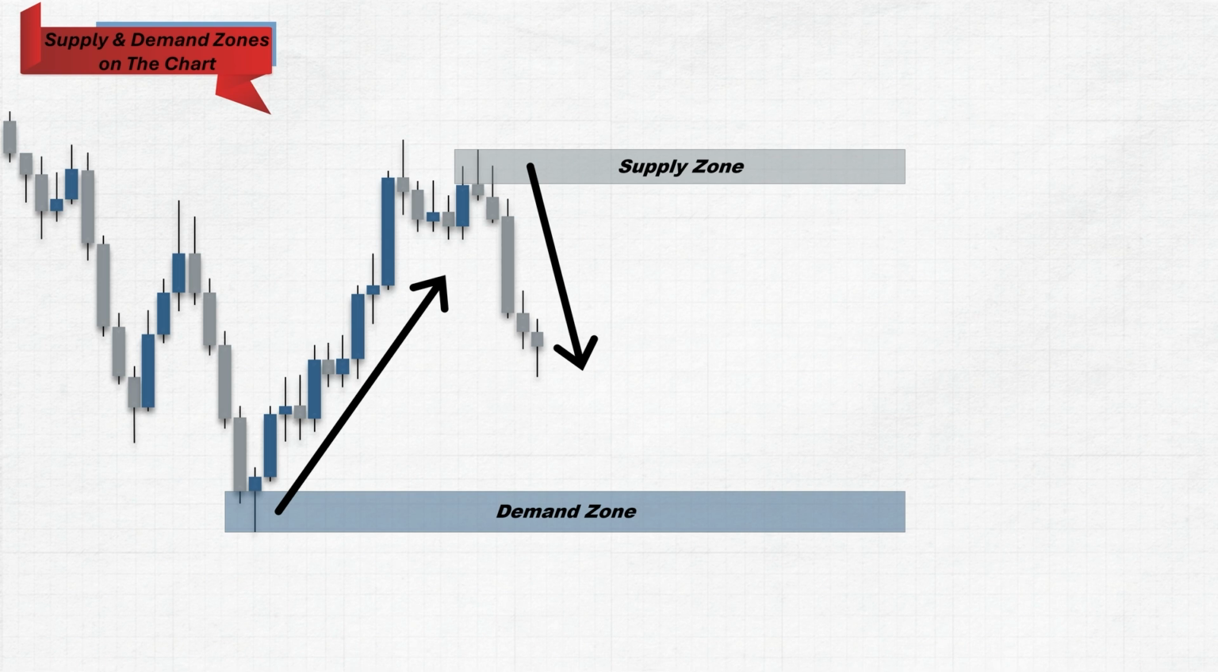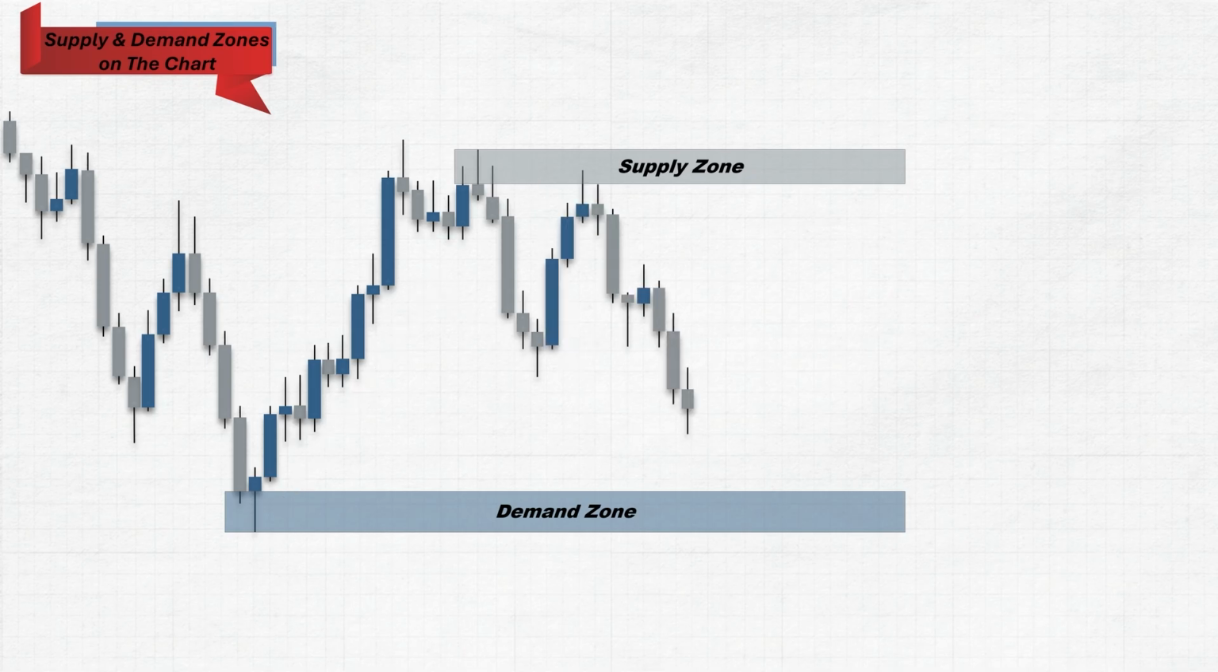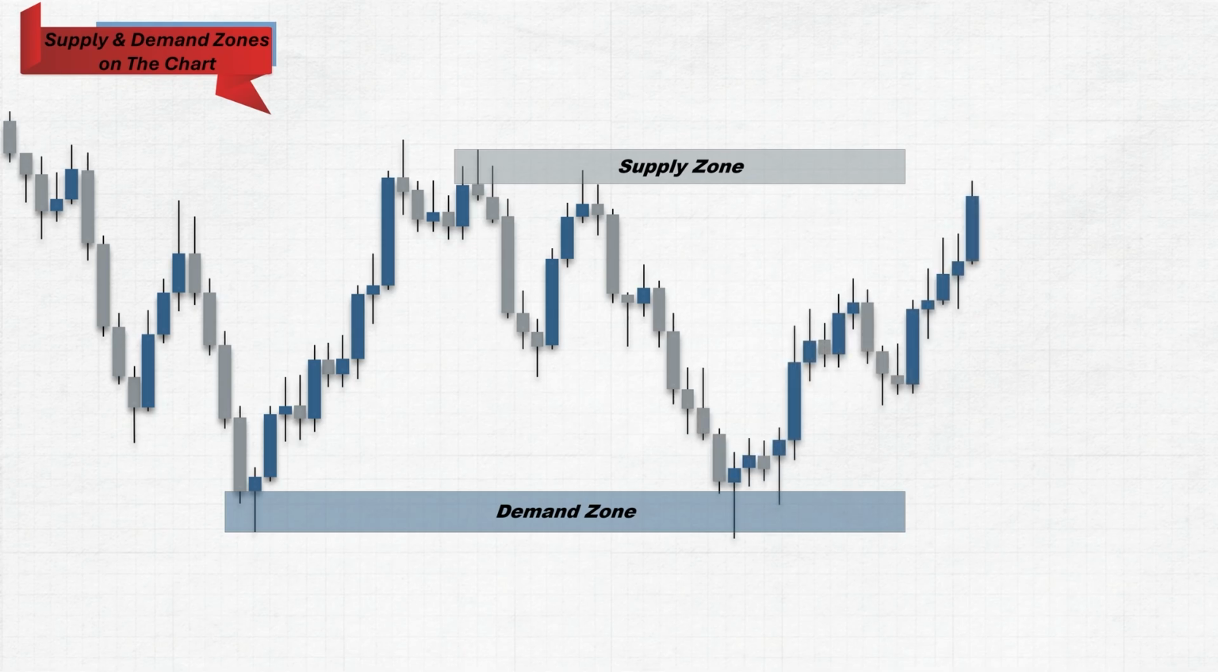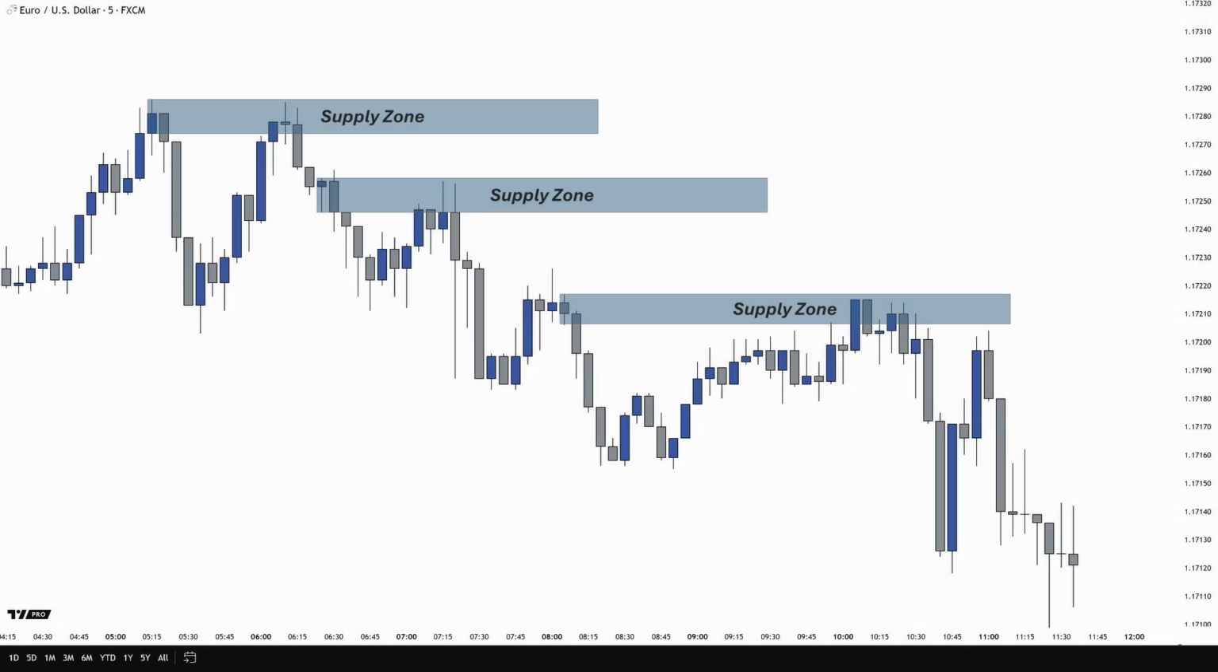When price returns to a supply zone, sellers may step in again, potentially causing price to move lower. When price revisits a demand zone, buyers may become active again, which can push the price higher. In simple terms, demand zones act like potential support, and supply zones act like potential resistance. They help us identify areas on the chart where price is more likely to react, rather than move randomly.